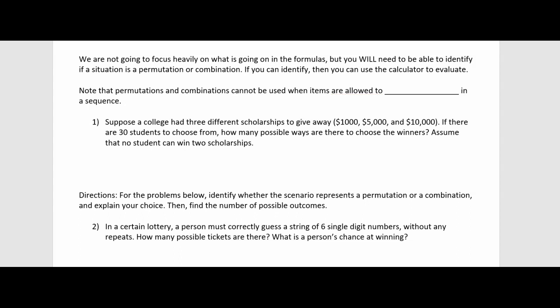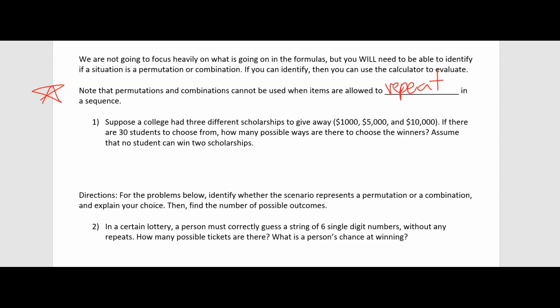One last thing to mention, and this is important. Permutations and combinations cannot be used when items are allowed to repeat in a sequence. So if we looked at the license plate example up above, where the letters and numbers could repeat, we could not use a permutation for that. We could not use a combination. We would need to use the fundamental counting principle. So when numbers or letters or things are allowed to repeat, you are not going to use permutations or combinations.